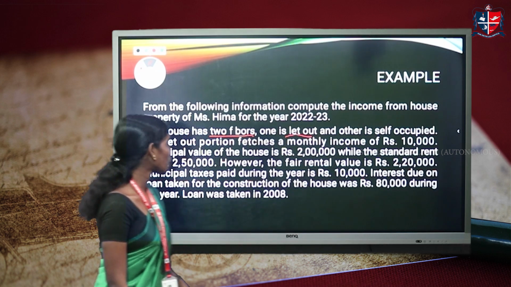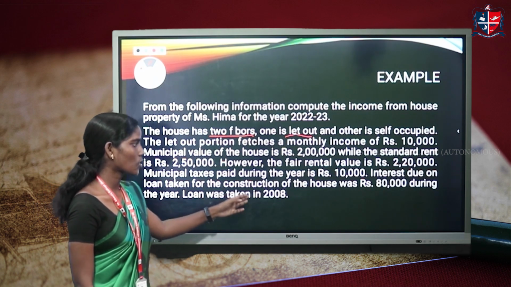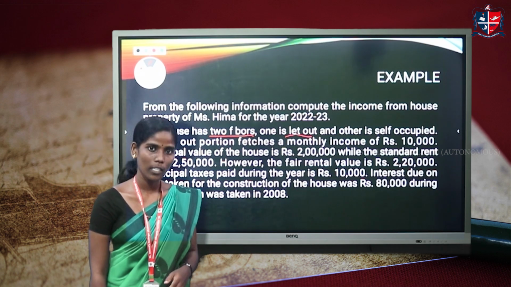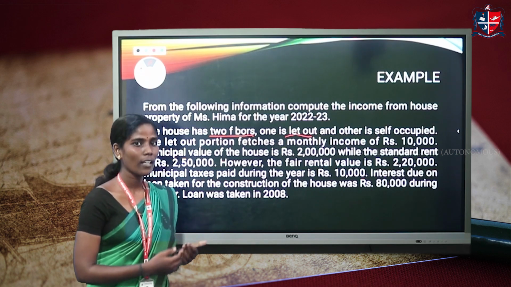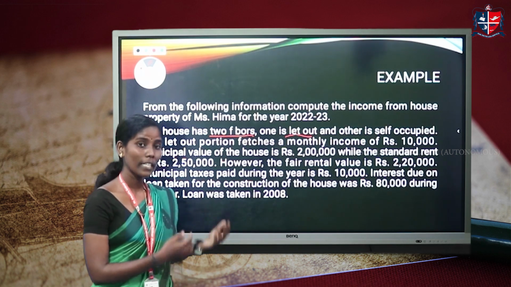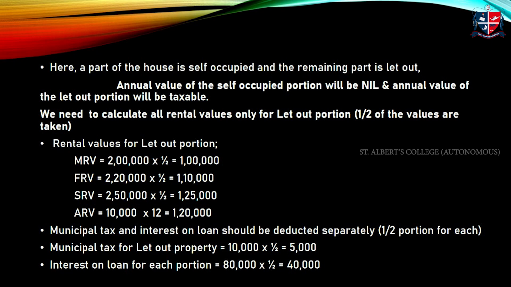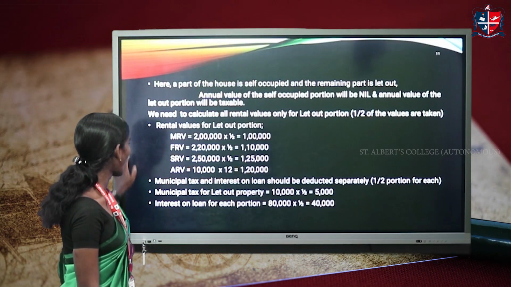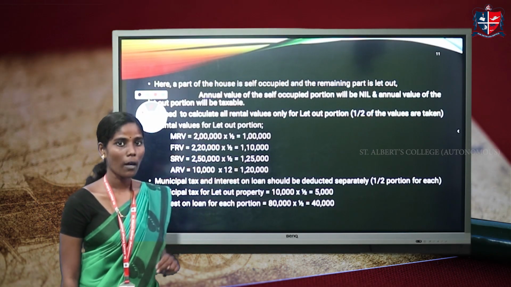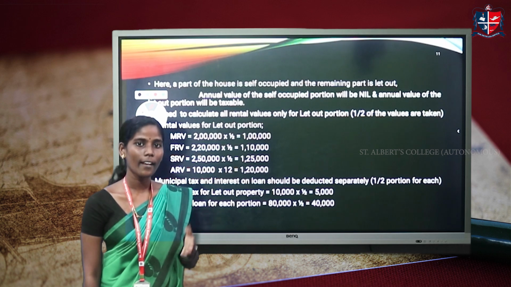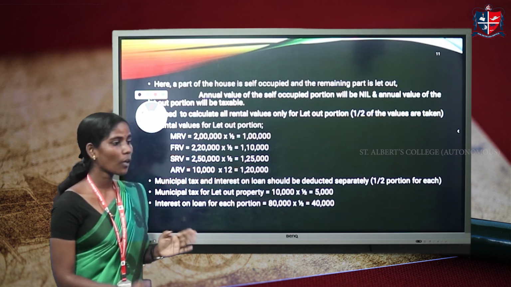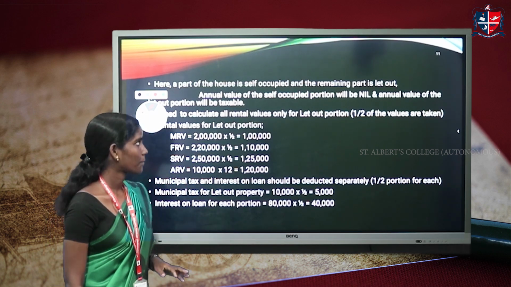Next one, interest due on loan taken for the construction of the house was rupees 80,000. So she took a loan and she pays an interest, that is rupees 80,000. So we will start to do the problem. I have already said that in this case the house has 2 parts, that is self-occupied and let out. So we have to compute the income separately.